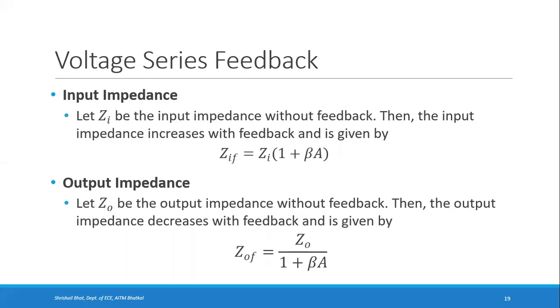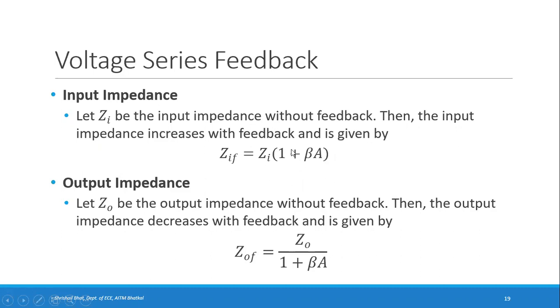In this, again, there are input and output impedances. Your input impedance, we say it increases. Okay, it has to increase here. Zi is the input impedance without feedback, and ZIF is the input impedance with feedback. Then the impedance is multiplied by this 1 plus beta A times. Okay, there is actually a derivation for this, which is out of the scope of your syllabus.